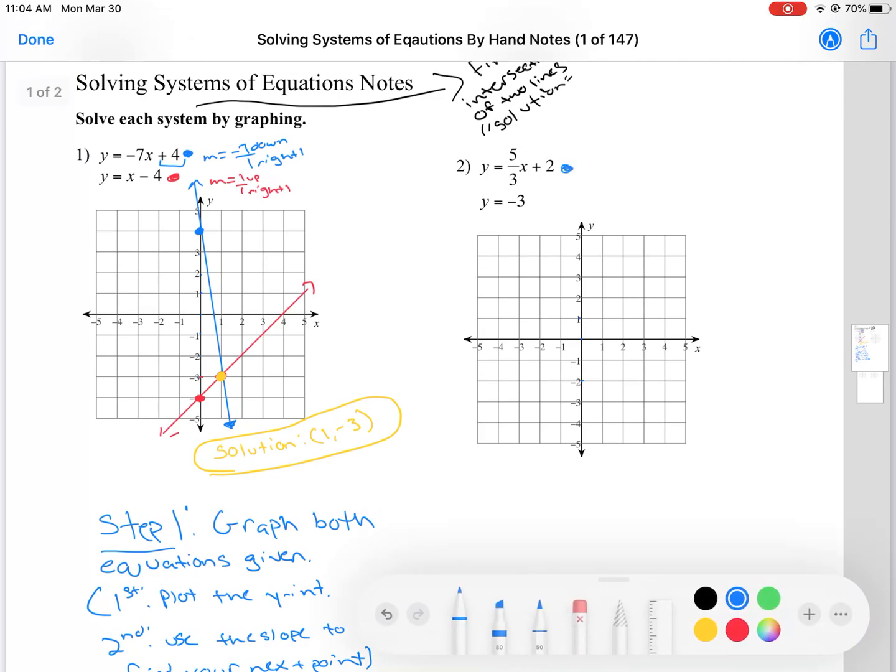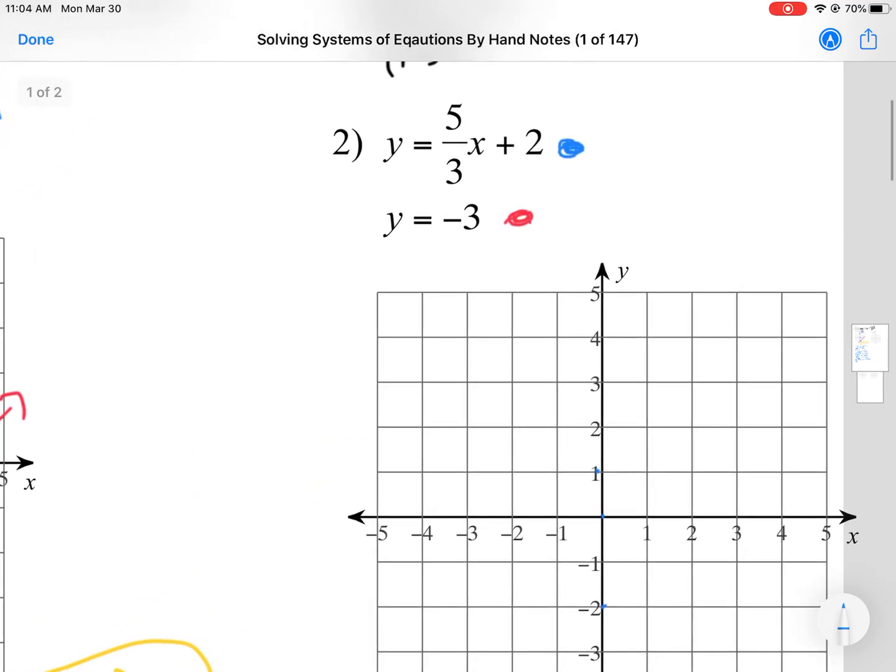So, number 2, I got these 2 graphs here. That'll be my blue graph. The bottom will be my red graph. Let's get to it. Start the blue one. All right, so y equals 5/3x plus 2. First, my y-intercept is plus 2. I'll start with that. Now, my slope is 5 over 3.